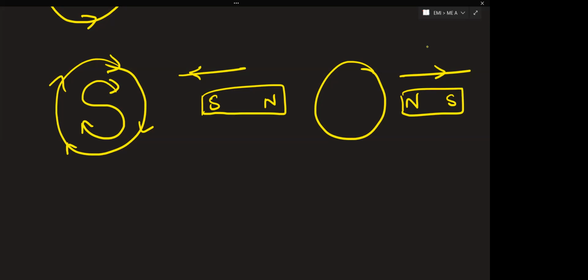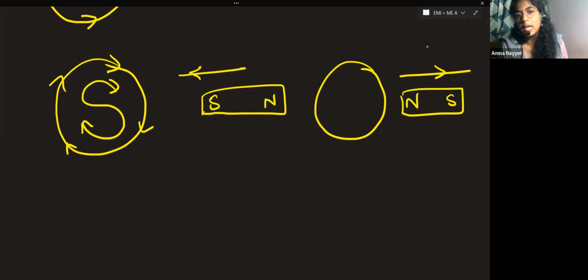It should oppose the cause that produces it.